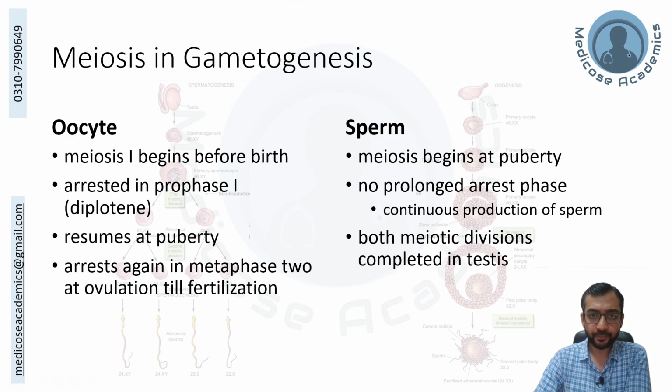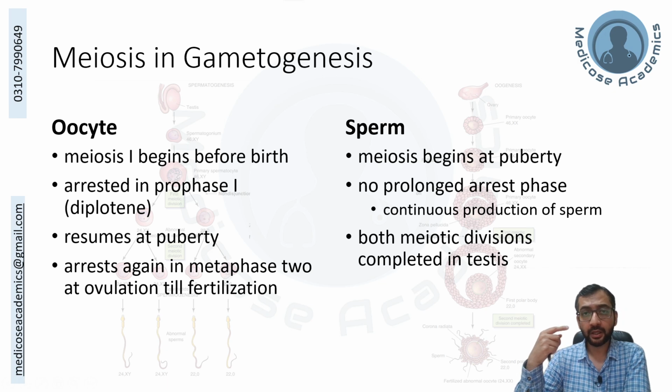Meiosis in the oocyte begins before birth. It begins in intrauterine life, at the third to fifth month, and it consists of two stops. In intrauterine life, the first stop is encountered for all of the oocytes.